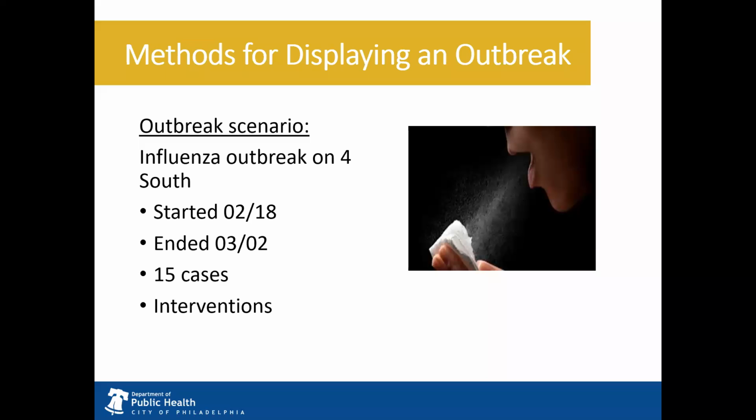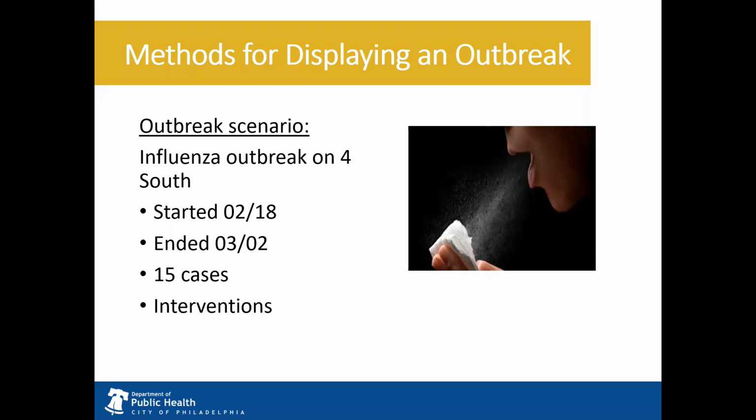So how would you display your outbreak when you're presenting this data, say at your committee meetings? You might just describe it with a little summary like this. It says influenza outbreak on the 4 South unit. It started on February 18th. It ended on March 2nd. There were 15 cases. And then you'd list your interventions. Did you start Tamiflu? Did you put the whole unit on droplet precautions, increased environmental cleaning?